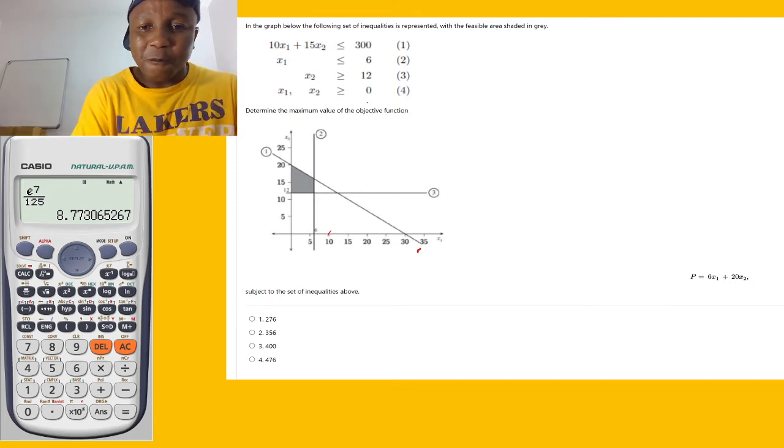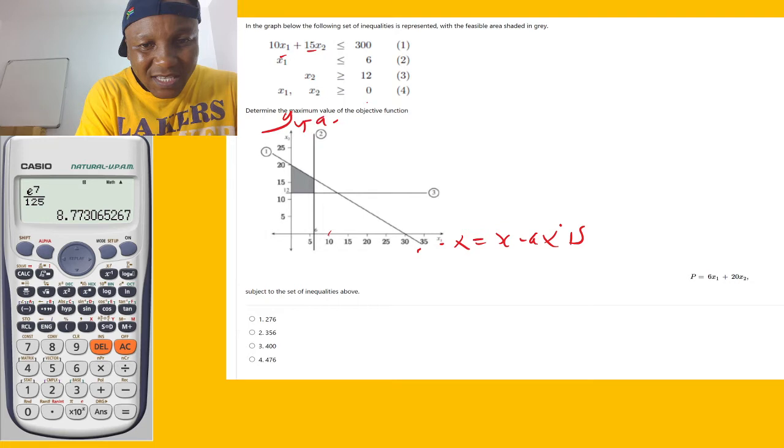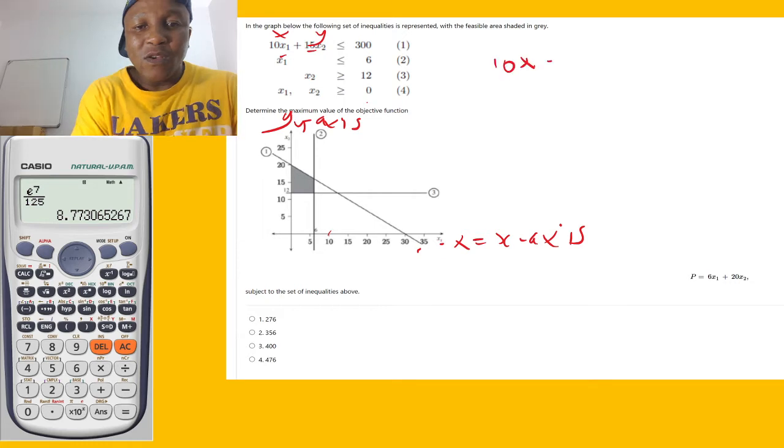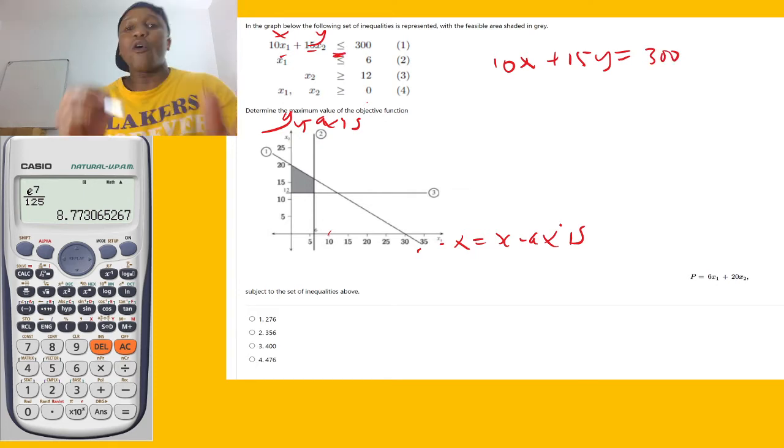Look, this is the x-axis and this is the y-axis. When they say x1 and x2, x1 means this is the x-axis, and x2 means this is the y-axis. So this is like x and this is like y. So it's like 10x plus 15y equal to 300. Let's say equal, because it's less than or equal to.